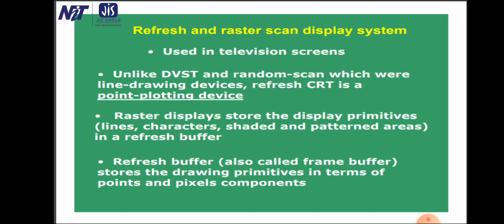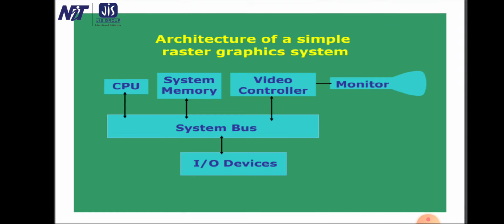Refresh and raster scan display systems, both these systems are used in television screens, and raster scan stores display primitives like lines, characters, shaded and pattern areas in a refresh buffer.